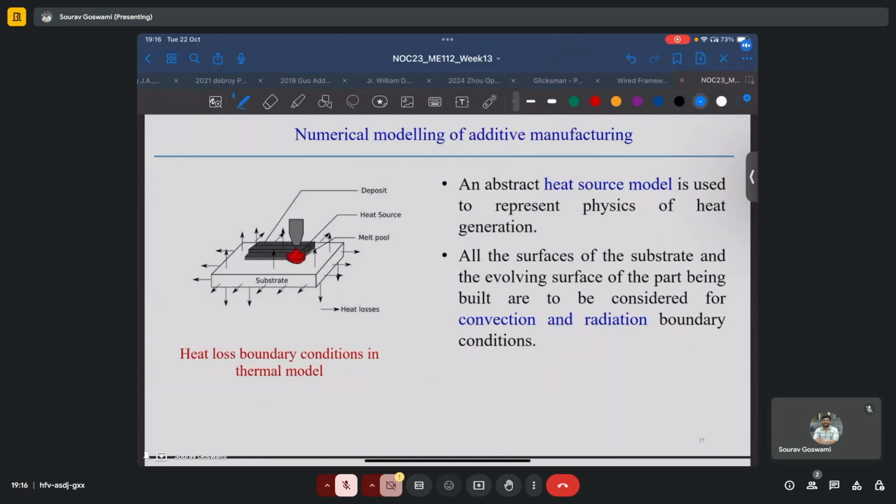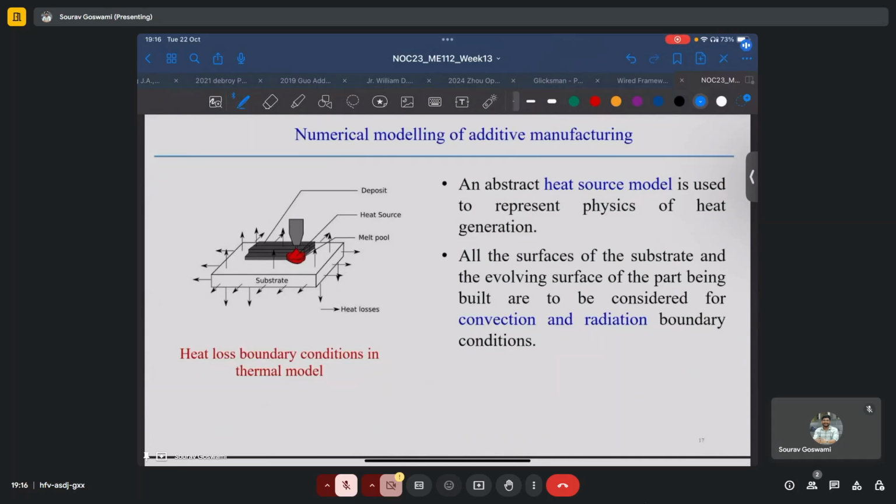Typically, an abstract heat source model is used to represent the physics of heat generation, and all the surfaces of the substrate, and the evolving surface of the part being built, are to be considered for convection and radiation boundary conditions. On the bottom surface, that is on the bottom of the substrate, there can be various ways to model it, so we can assign an enhanced heat transfer coefficient, or we can set it to a fixed temperature if that is how our machine is designed.